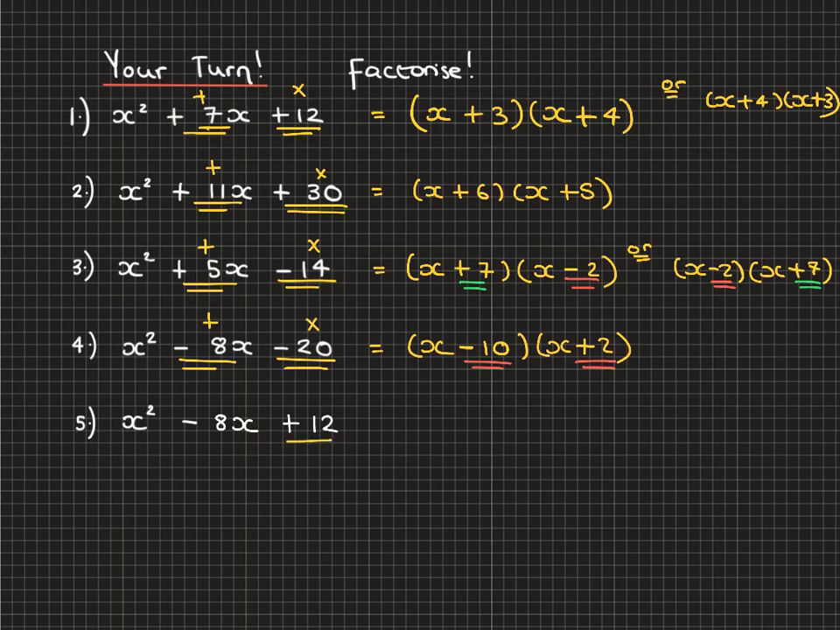And the last example, two numbers that multiply together to make 12, add together to make negative 8. It has got to be x minus 6, x minus 2 to finish off in your factorization.